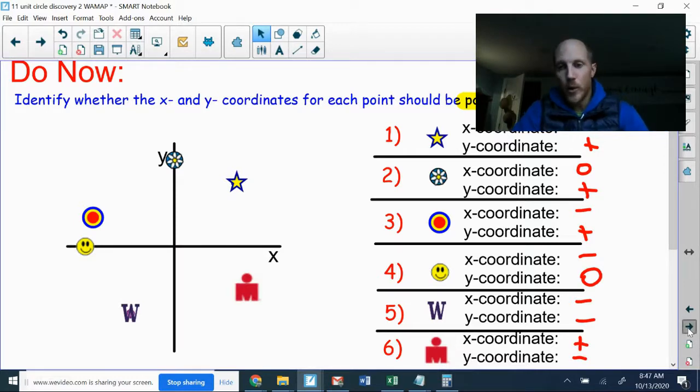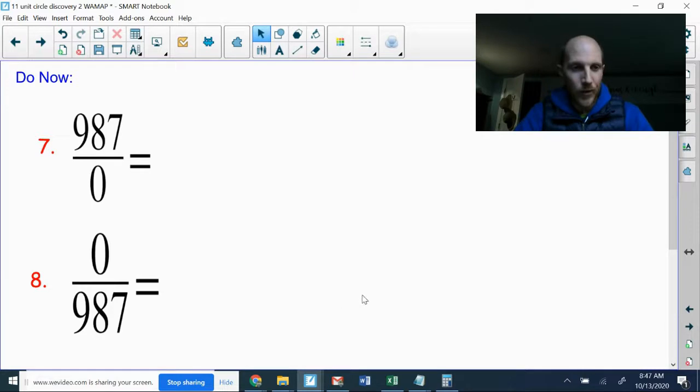Hey, two more quick important review questions here. Let's do a couple of division problems. Let's smash the numbers on the number row of my keyboard. Came up with 987, so that's our number. We're going to divide that by 0, and then we'll do number 8 after.